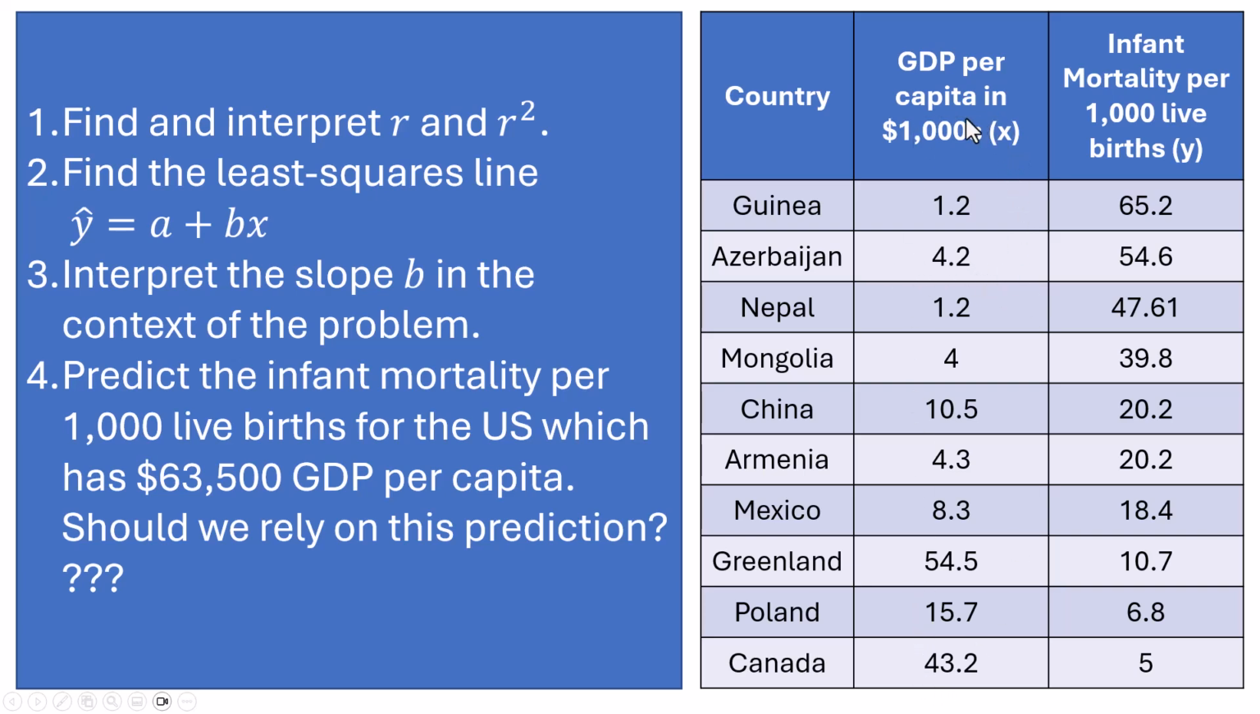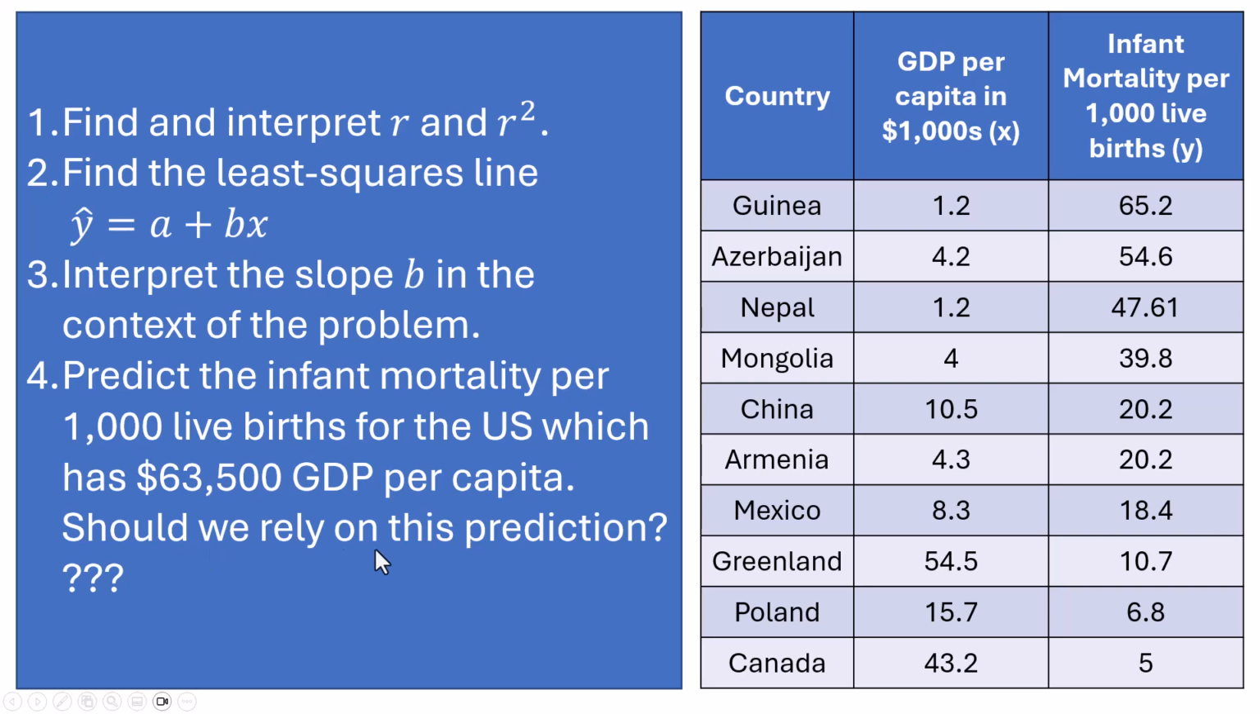Just know that anytime you're thinking about x, they're going to be in thousands, right? And these are numbers out of 1,000, right? 65.2 out of 1,000 deaths per live birth in Guinea, and so on for all the other ones. So go ahead and type those numbers into your calculator, run the regression, get all of this different information, and then finally you'll have to make a prediction here.